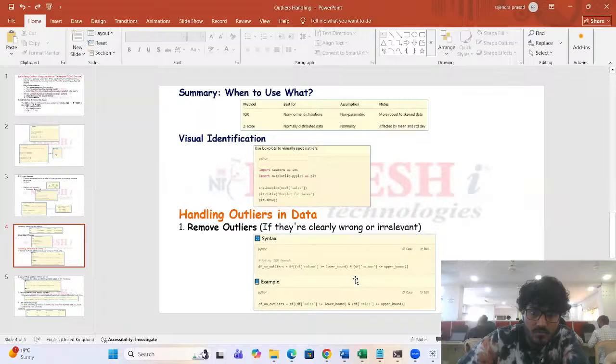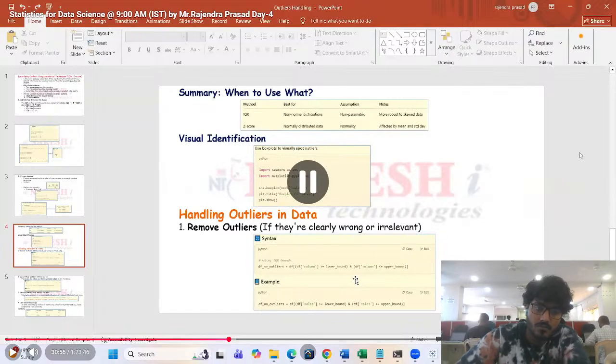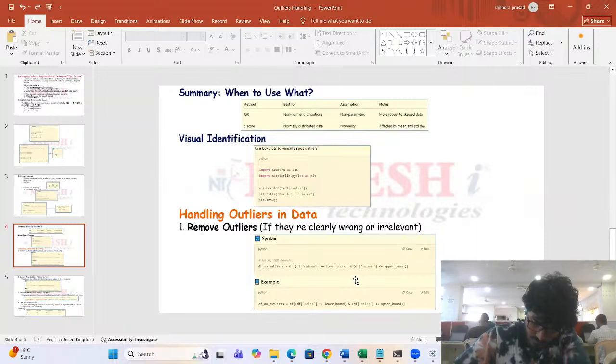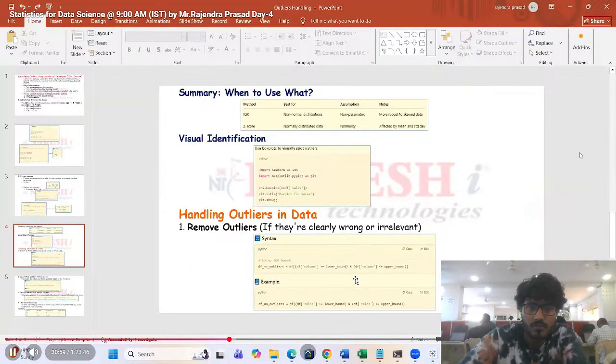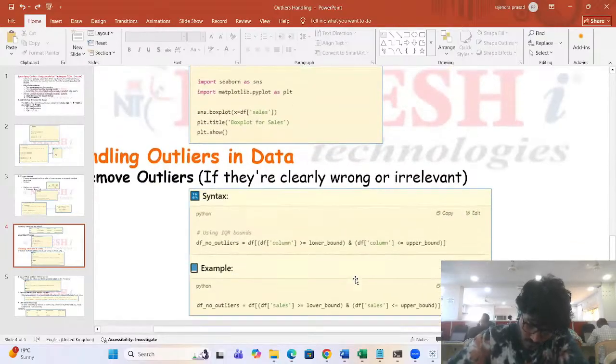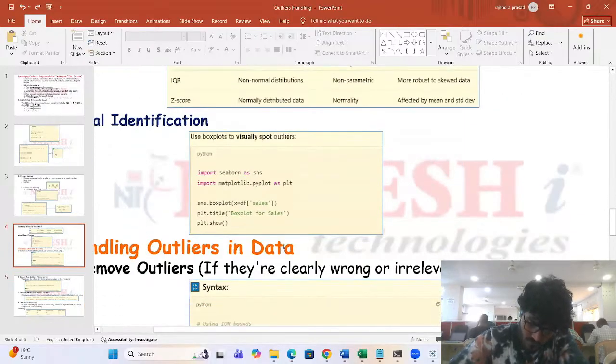If you want to practice, you can practice by looking at this particular code. There are three methods. One, removing the outliers. How do you remove the outliers? Just change the conditions.